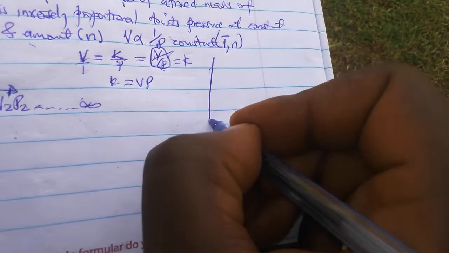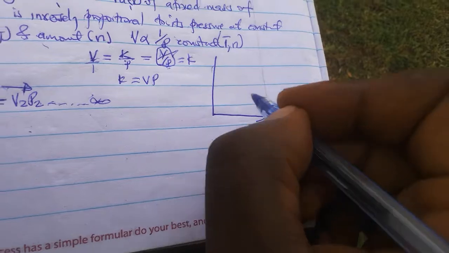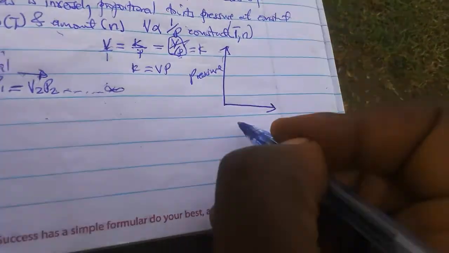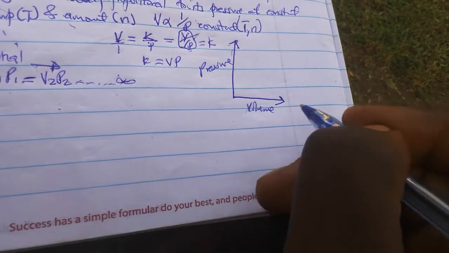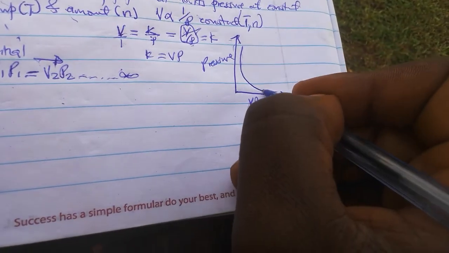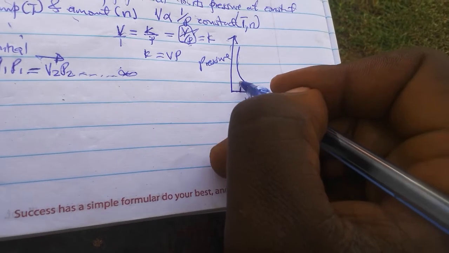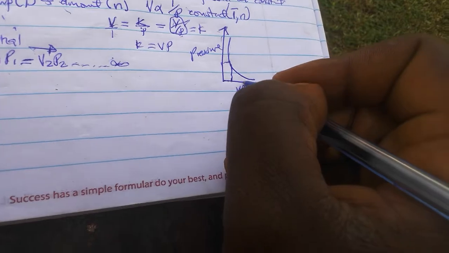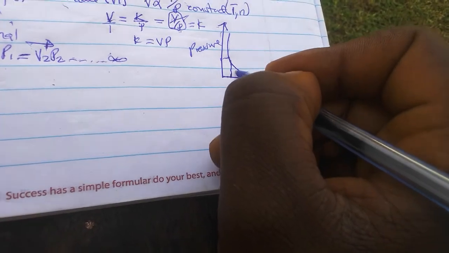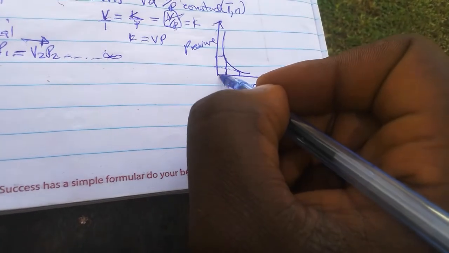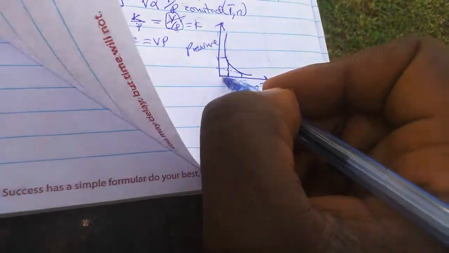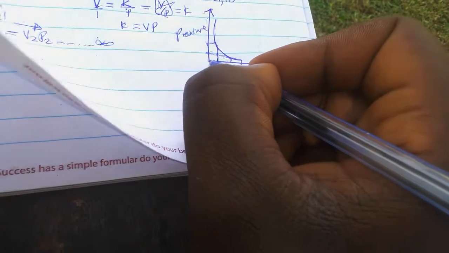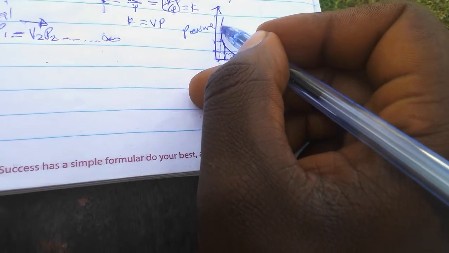Graphically, if you plot this on a graph, this is pressure, this is volume. So these have got a negative gradient, in that at low volume, pressure is high. Then at very high volume, pressure is very low. So when you increase volume, pressure decreases. When you decrease volume, pressure increases.